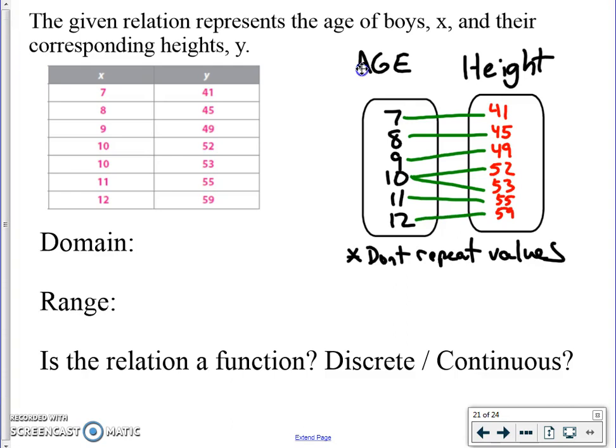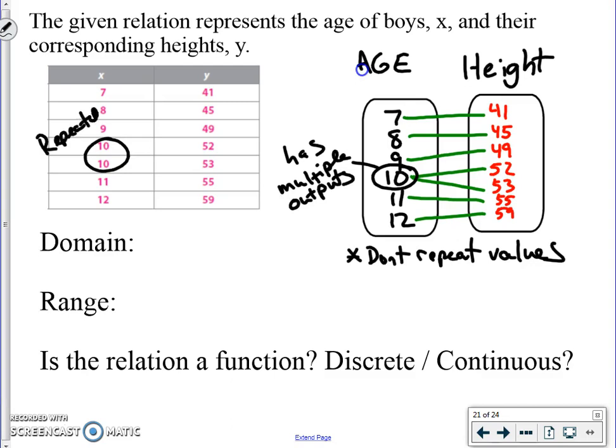I apologize if I confused that. 7 to 41, 8 to 45, 9 to 49, 10 to both 52 and 53, 11 to 55, and 12 to 59. What I notice here is 10 has multiple outputs. 10 also is repeated. So is this relation a function? No. 10 is repeated as x.